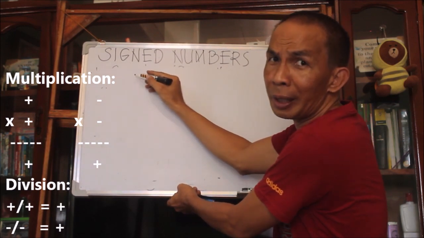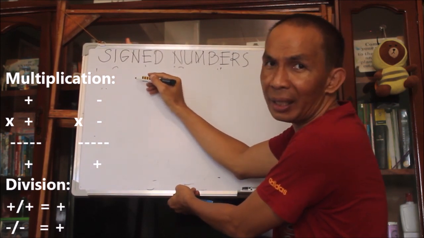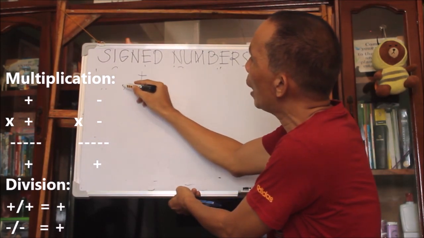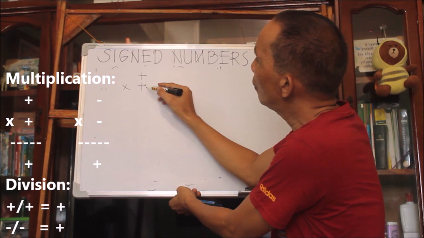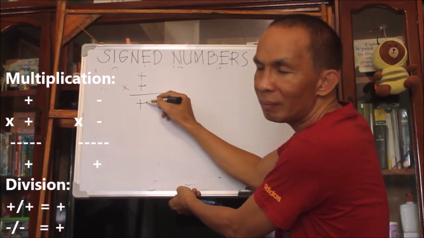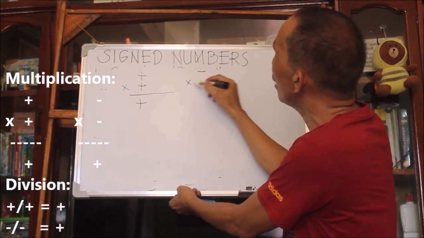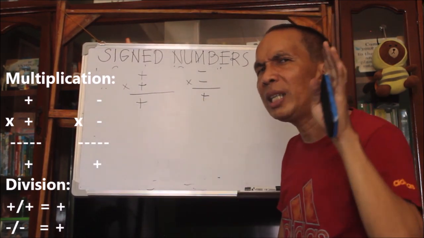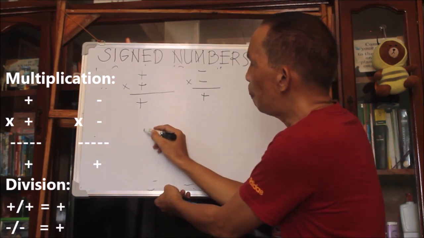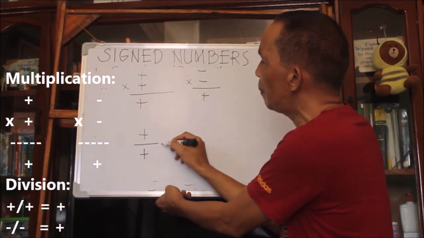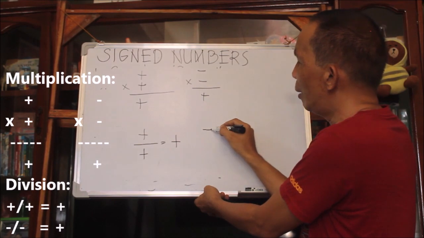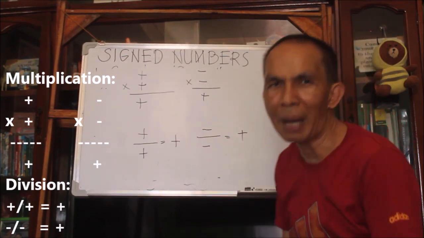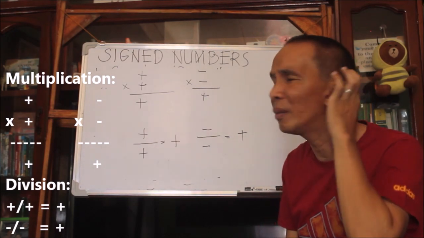If the numbers to be multiplied or divided are carrying the same sign, ibig sabihin, positive times positive, the answer is positive. Or negative times negative, the answer is always positive. The same with division. Positive divided by positive, the answer is positive. Negative divided by negative, the answer is positive. So almost the same. Okay?